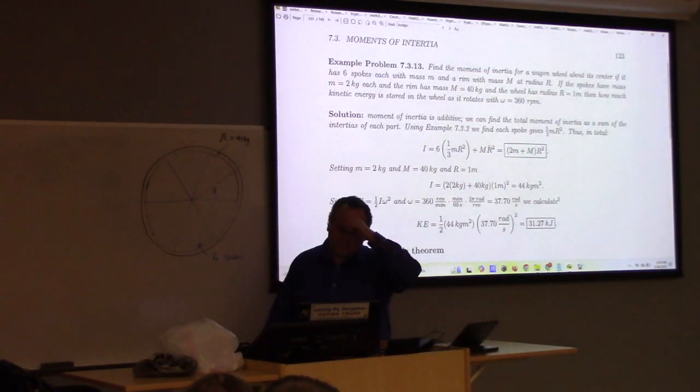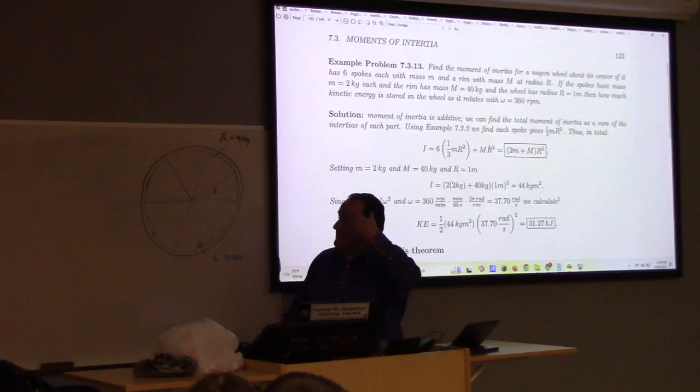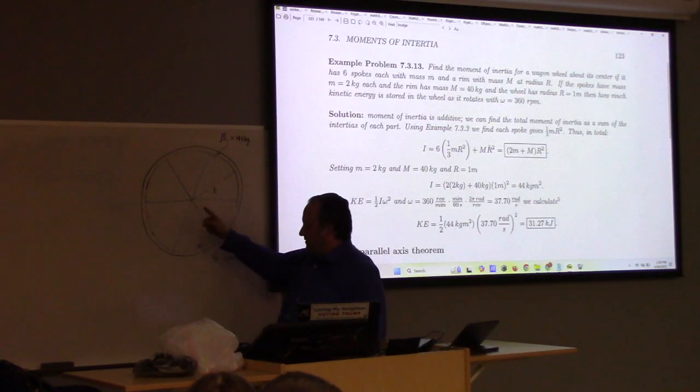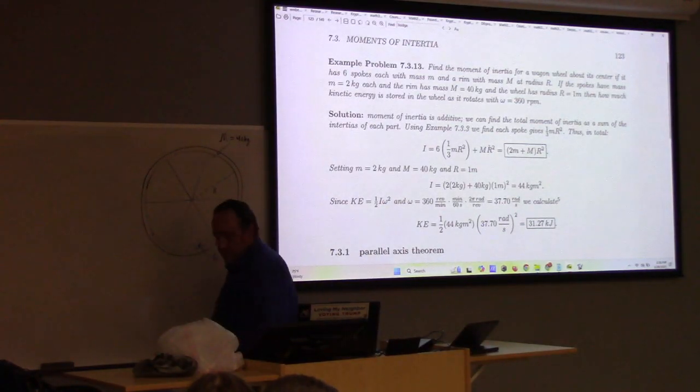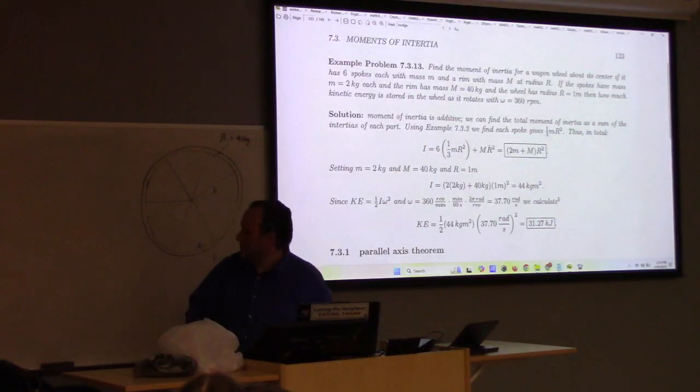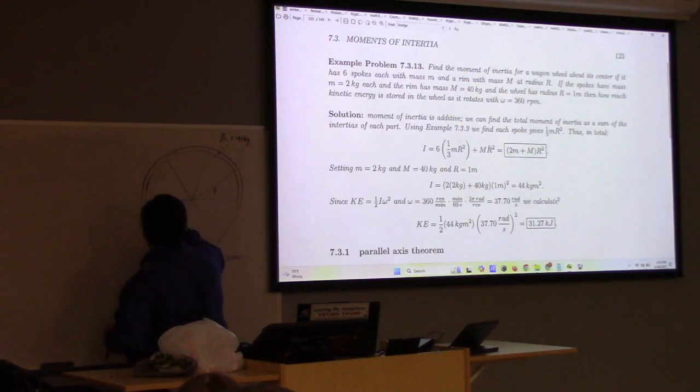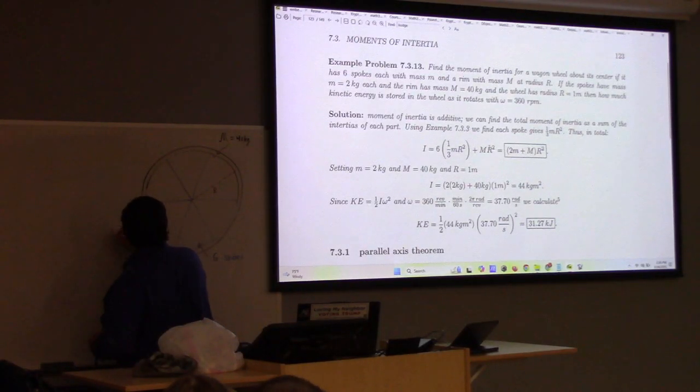And so what's the moment of inertia of this? And these have mass. 2 kilograms. Thank you. So m equals 2 kilograms for each one of those. All right.